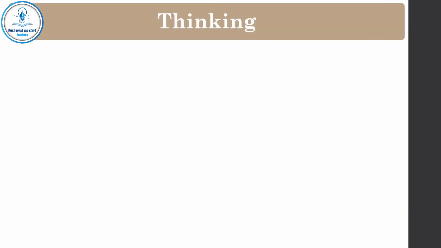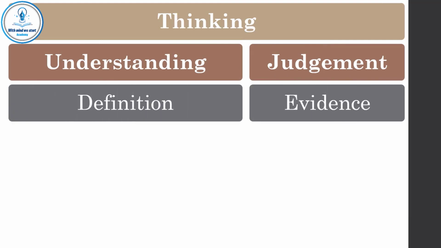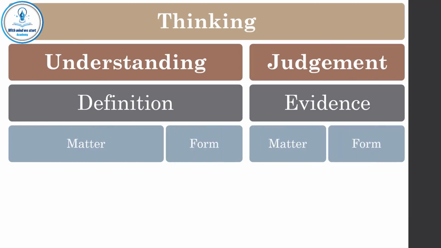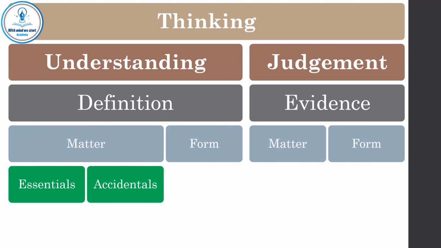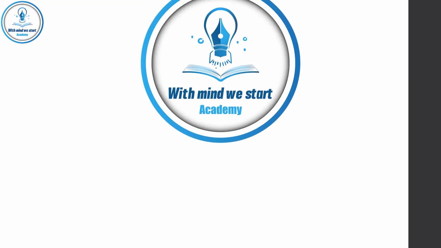So let's remember that thinking includes understanding and judgment. The first one requires a definition, the second one requires an evidence. Both of them need matter and form. The matter used in definitions includes essentials and accidentals. The form is to start by the general concepts and move towards the special and specific ones. A limiting definition seeks for reality and uses essentials. A descriptive definition seeks for discrimination only and uses accidentals.